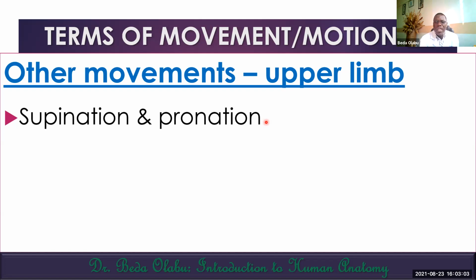So if I move my radioulnar joint in such a way that my hand turns so that the palm of my hand faces the sky, then I call that supination. And if I manipulate the other way around, as I'm showing you in the video, I call that pronation. So this is supination, the palm faces the sky, and this is pronation, the palm faces down.